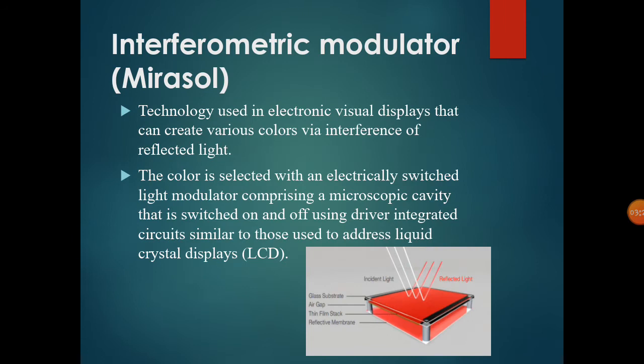Interferometric modulator, known as MEMS, is a technology used in electronic visual displays that can create various colors through interference of reflected light. The color is selected when an electrically switched light modulator comprising a microscopic cavity is switched on and off using driver integrated circuits similar to those used to address a liquid crystal display, known as LCD.